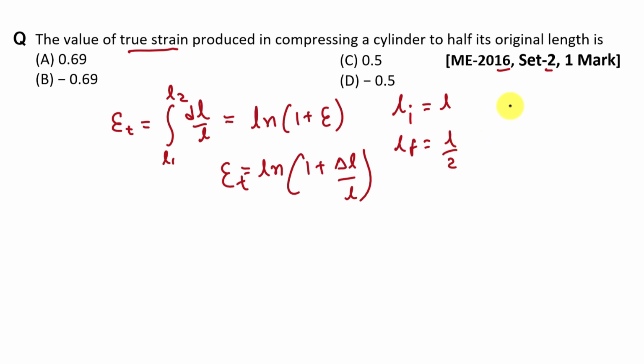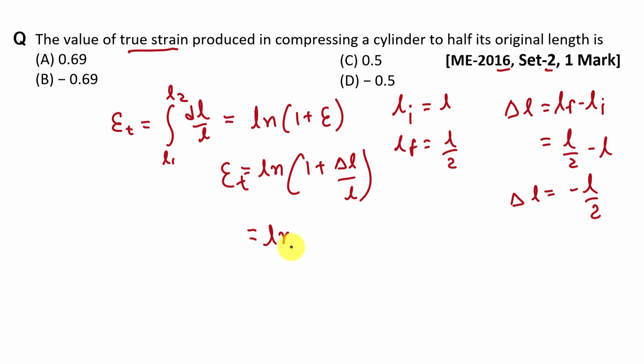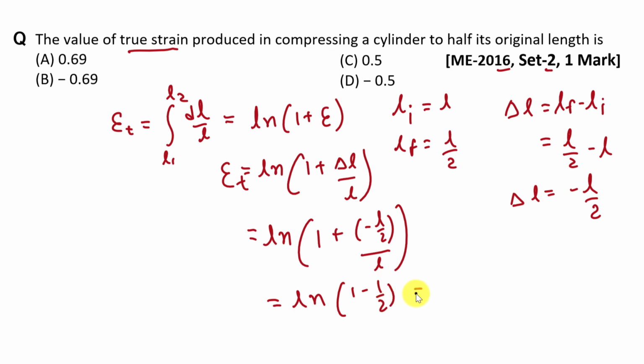True strain is equal to ln into bracket 1 plus delta L by L. So from here we can find delta L, that is final length minus initial length. So it will be L by 2 minus L, so delta L is equal to minus L by 2, and initial length is L. Fine. So if we put this value here, then it will be ln into bracket 1 plus delta L, which is minus L by 2, divided by initial length L. So it is equal to ln of 1 minus 1 by 2, so it is ln 1 by 2, meaning ln 0.5.